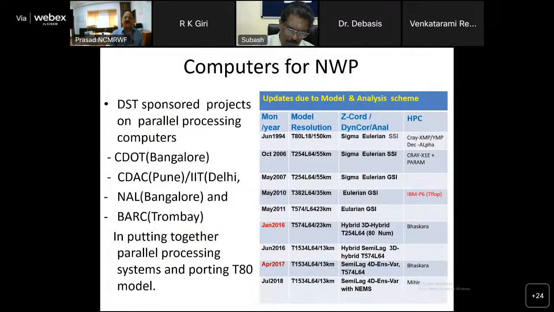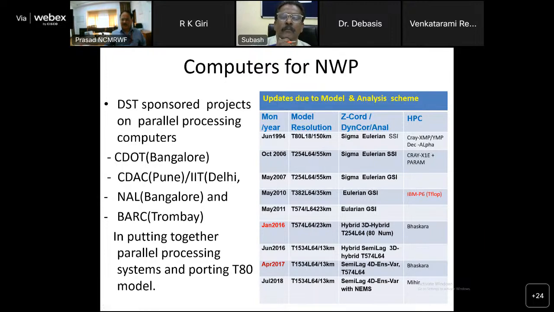If you see the development of these systems, basically the development of NWP systems is based on the availability of computing systems. In 1994 we implemented the T80 L18 model.